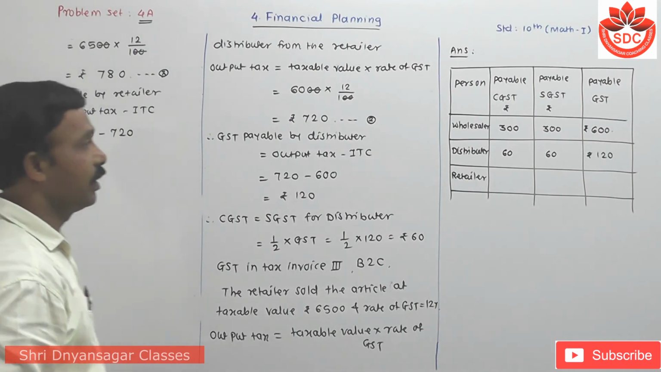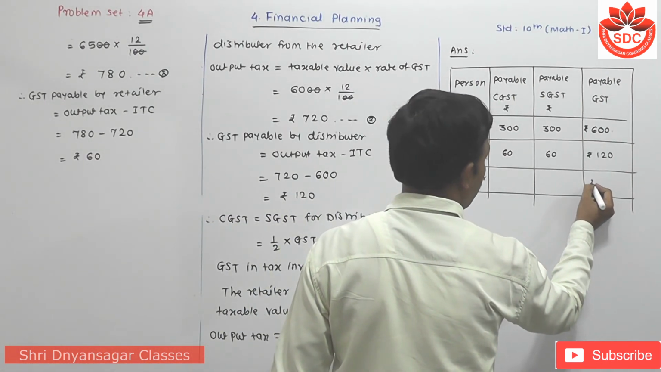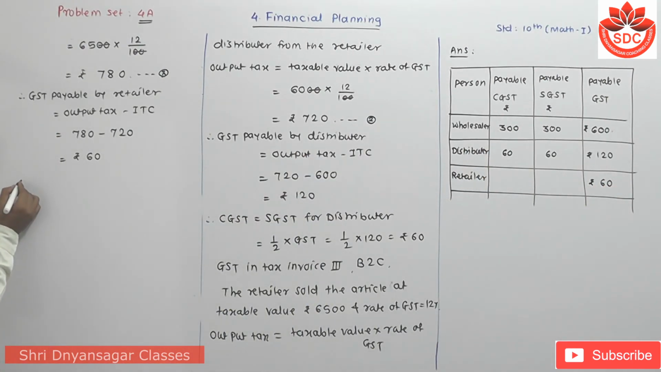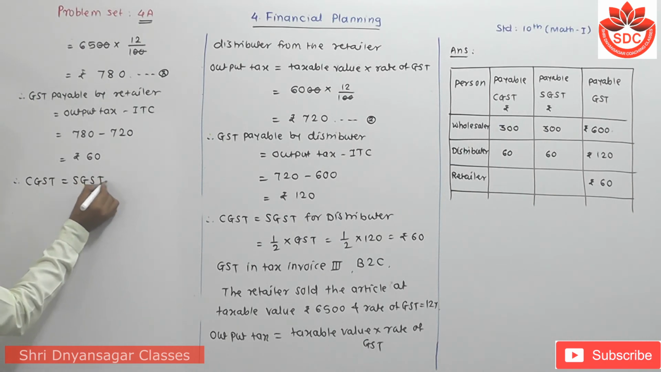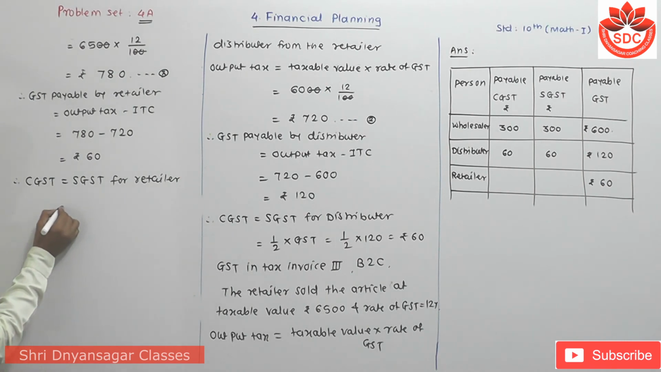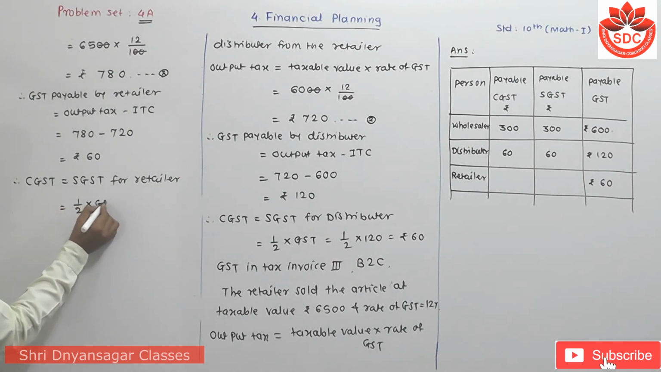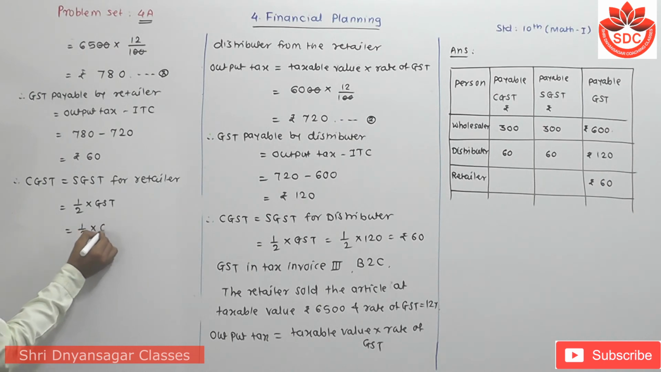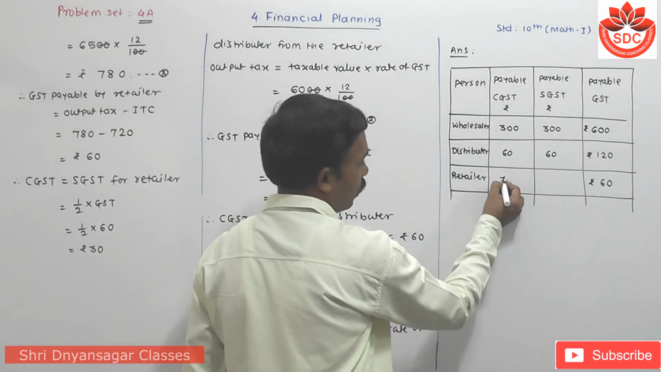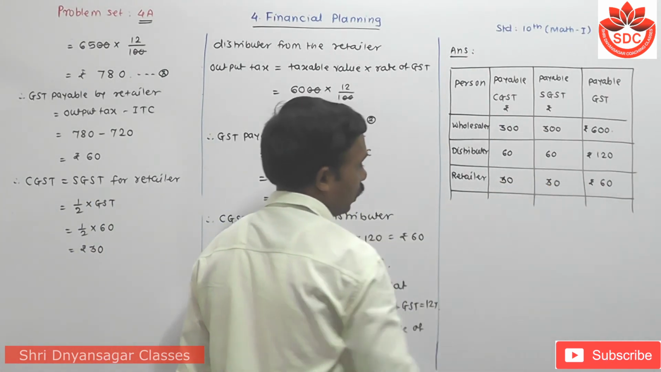So I have to fill in this answer. This GST is rupees 60. Now we have to find out CGST and SGST for this retailer. CGST is equal to SGST for the retailer, which is half of this GST, so half of 60 is rupees 30. So CGST and SGST for this retailer is 30 rupees and 30 rupees.